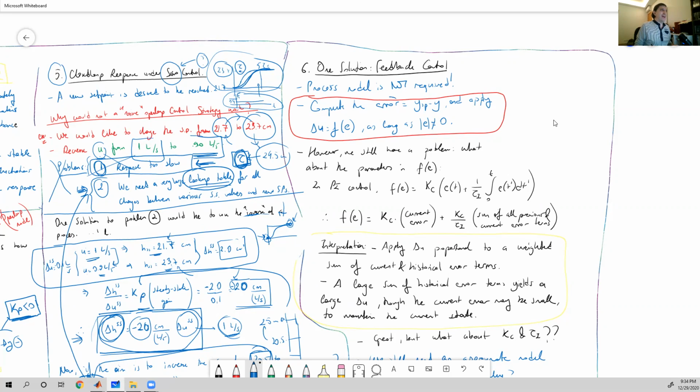So find something called the error, y set point minus y, and you don't even need each of these values. What you only need is the error, the distance or the deviation of the actual value from the requested set point. Then the change in the input variable will be a function of this error, and it changes as long as the absolute value of the error itself is not equal to 0.